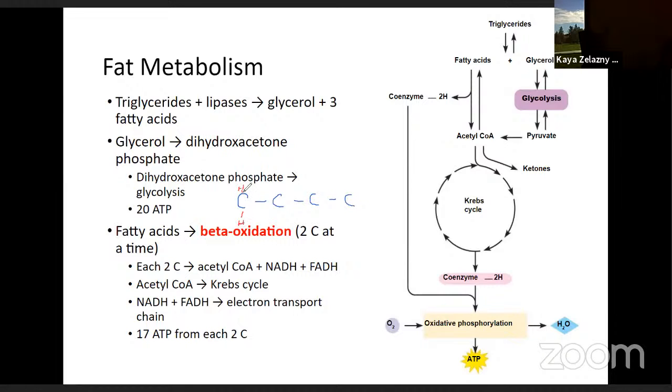Do you guys have a question back there? Did I go too fast? It's okay. Okay. So here are hydrogens.